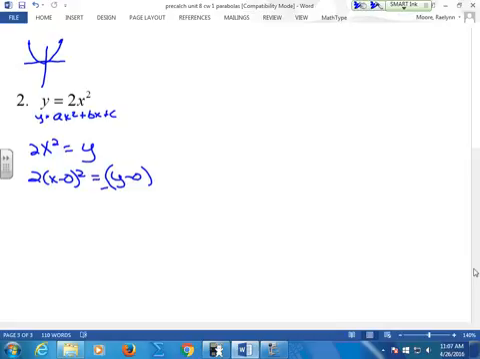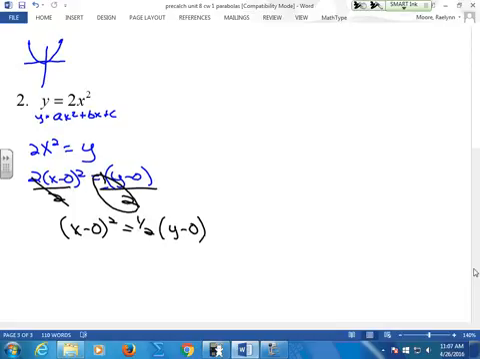So how do I get rid of that 2? Divide by 2. So if I divide this by 2 and I divide this by 2, this gives me x minus 0 squared. I'll take the 0 out in a second. Just pull out this fraction. So we decided that our vertex was 0, 0. So let's take this out. Good so far? So we're going to say that this guy right here is equal to 4p.